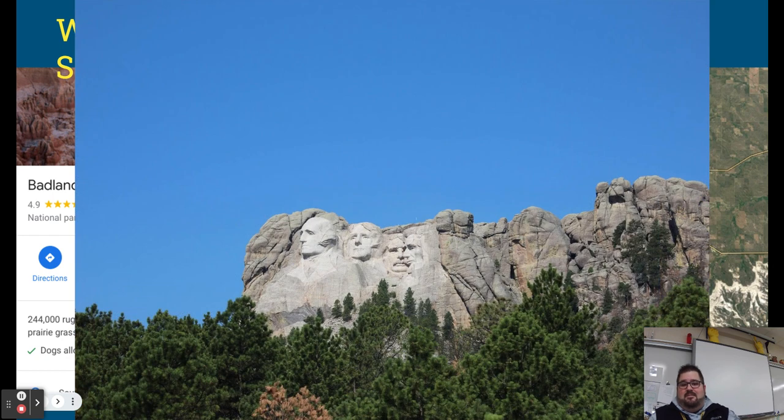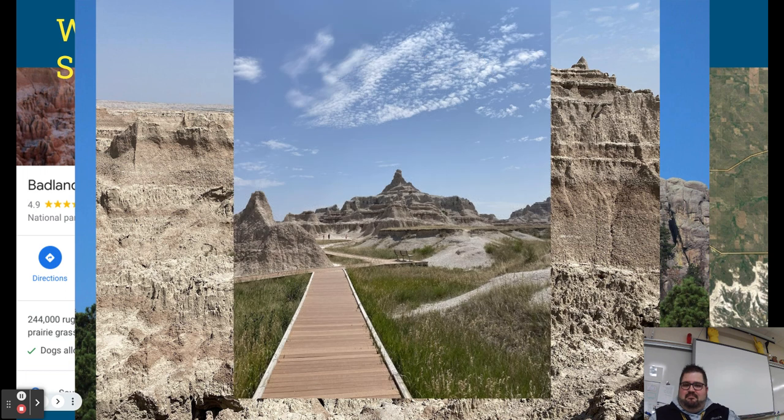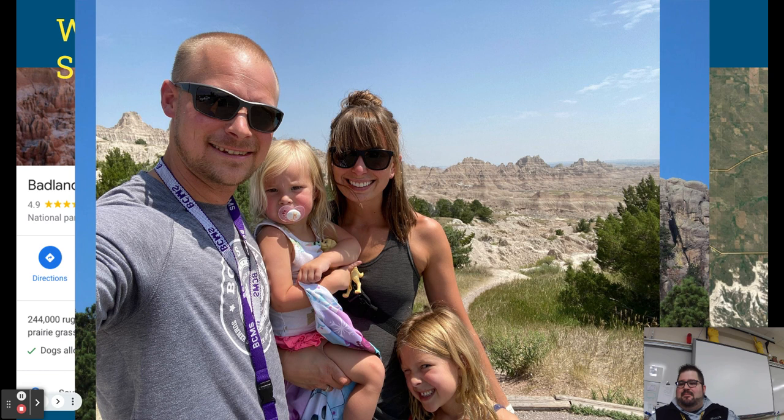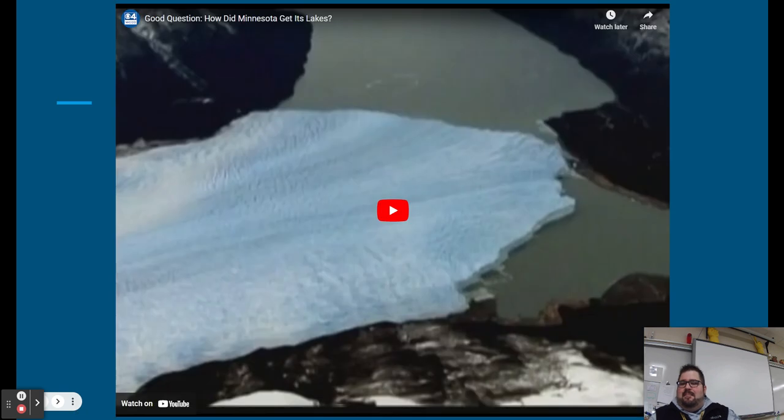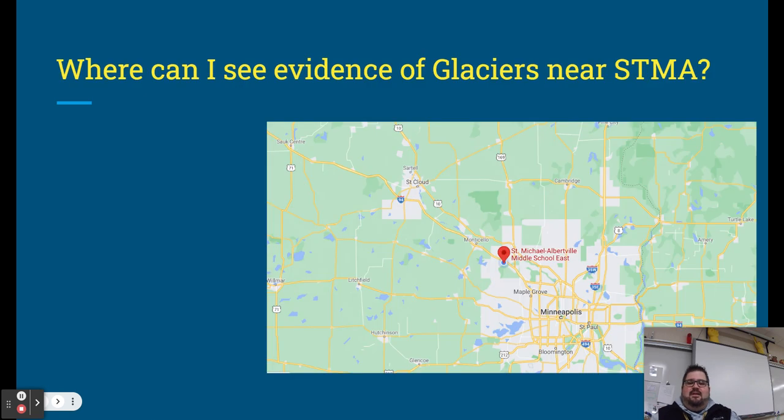Not have faces like Mount Rushmore, but can you imagine if you looked out your back window and this is what you saw? It would be strangely different than what we typically see in Minnesota. So that is what Minnesota used to look like. However, with all the glacial activity that we've had, it has flattened out Minnesota.